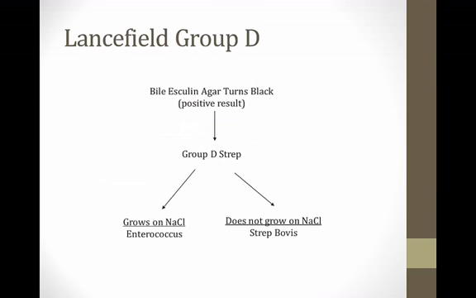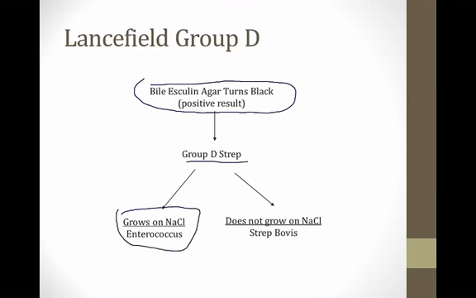So here's a slide to summarize the identification of the group D strep. If you get a positive result on the bile esculin agar, meaning it turns black, then you know you're dealing with the group D strep. If it then grows on sodium chloride, then you know you've got Enterococcus. And if it does not grow on sodium chloride, then you're dealing with a strep bovis infection.